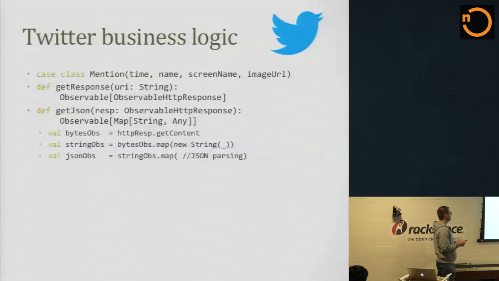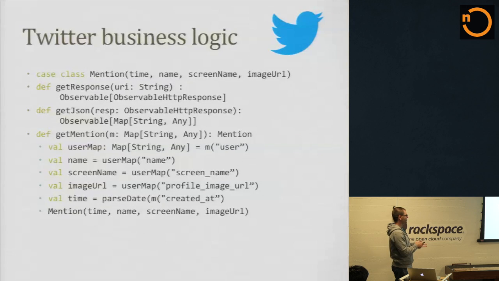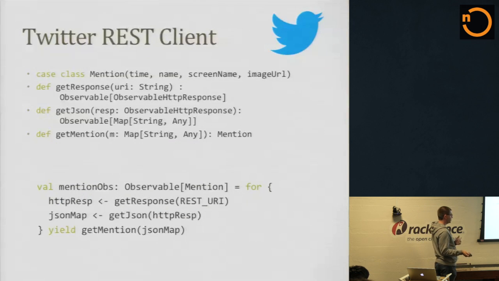Now we've got a getJSON method. This takes an observable HTTP response and returns an observable of map of string to any. We'll use that as our JSON representation. The obvious thing to note here is that there's really no concurrency logic inherent in this. We're just taking an HTTP response and returning an observable of JSON. A mention turns JSON into our case class in some non-interesting way.